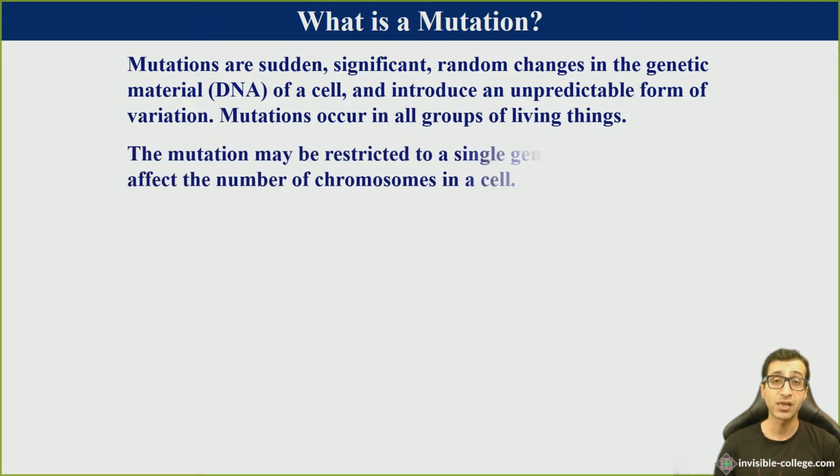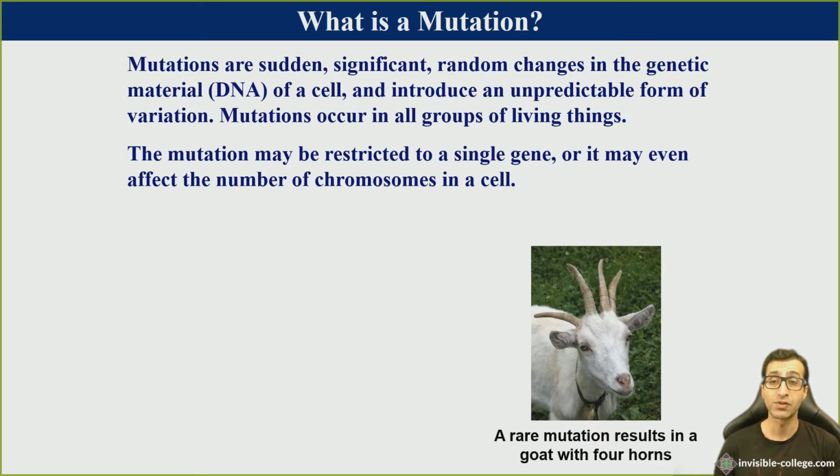Mutations occur in all groups of living things, and mutations may be restricted to changes to a single gene or may affect a number of chromosomes within a cell, and we're going to be looking at examples of those. Here we can see one example of a rare mutation which results in a goat with 4 horns. Now, an organism affected by a mutation, like this one, is termed in biology a mutant.